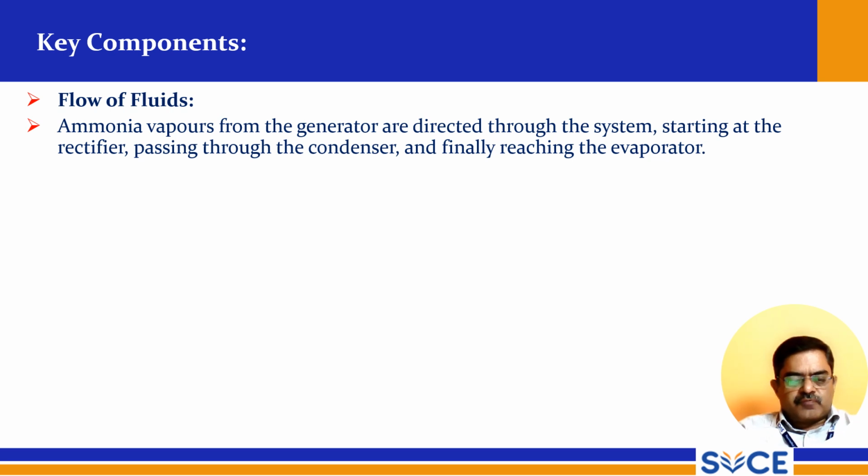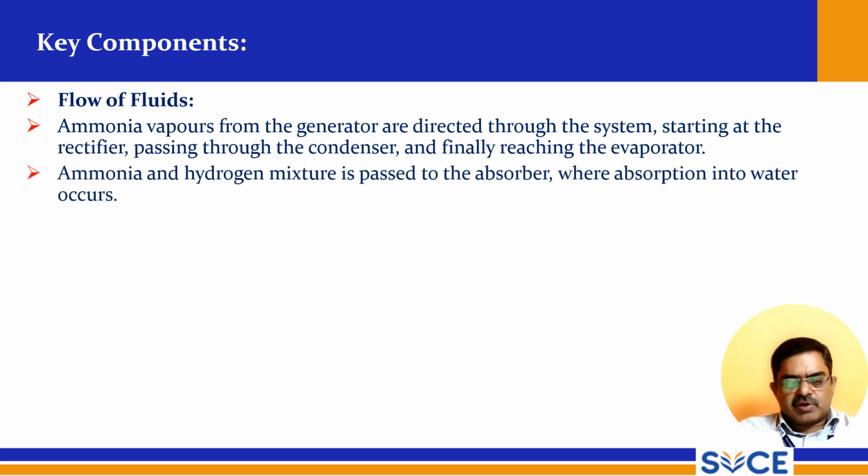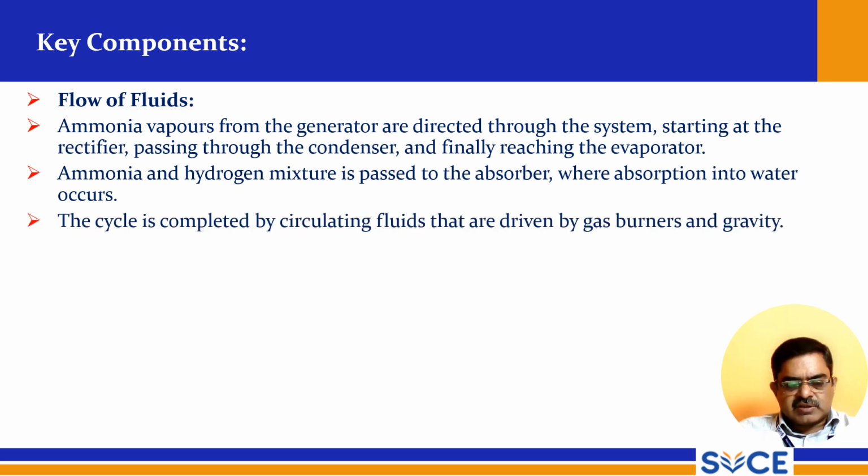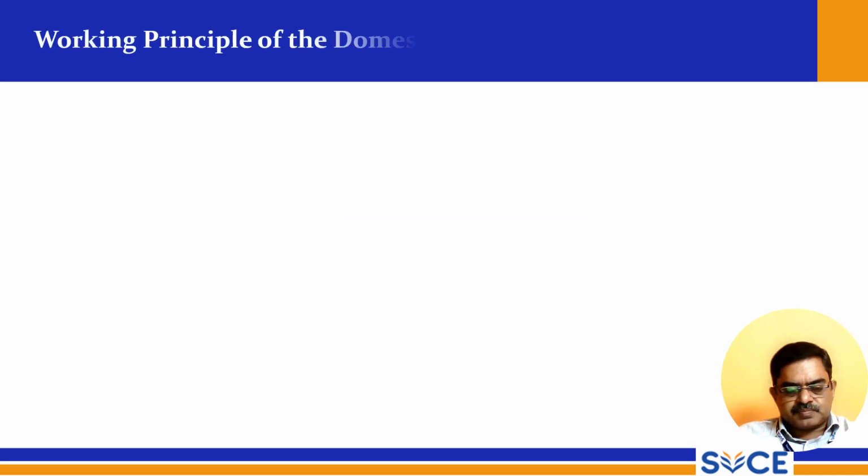Flow of fluids: ammonia vapors from the generator are directed through the system, starting at the rectifier, passing through the condenser, and finally reaching the evaporator. The ammonia and hydrogen mixture is passed to the absorber, where absorption into water occurs. The cycle is completed by circulating fluids that are driven by the gas burner and gravity.